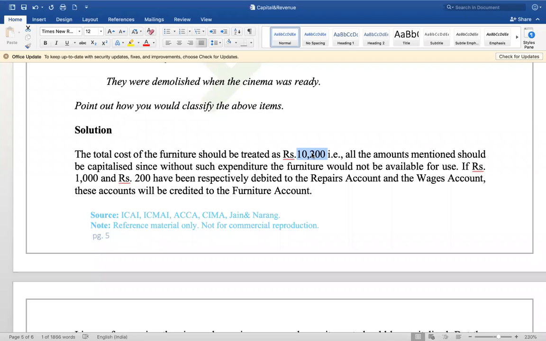There, capital expenditure. Sir, you're getting a problem in your audio, sir.